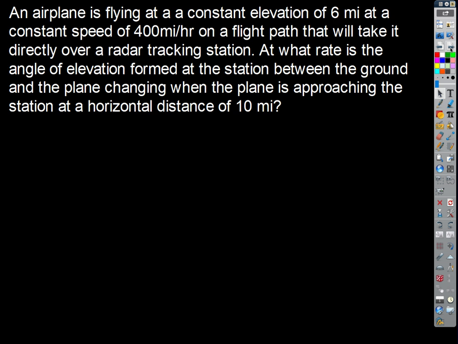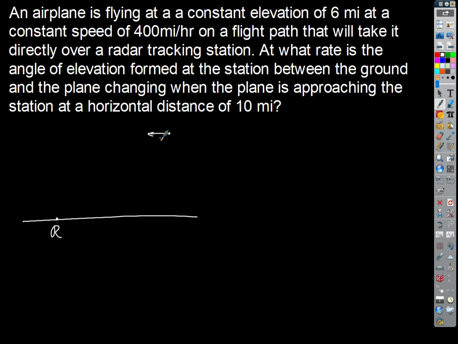Okay, so let's try another one. That was good. You guys are getting this. So this one we have to make a drawing that's going to represent this. An airplane is flying at a constant elevation of 6 miles at a constant speed of 400 miles per hour on a flight path that will take it directly over a radar tracking station. So this is implying it hasn't gotten there yet, so it's flying towards this. We can start to make our drawing here. Here's the level ground. Call that R for radar. And here's the plane that's flying in this direction. It's eventually going to come right over the top of this thing.